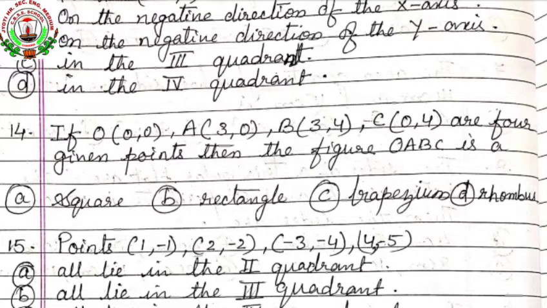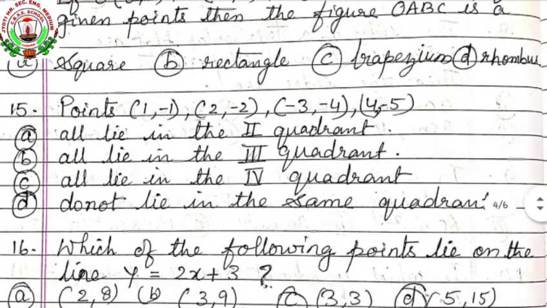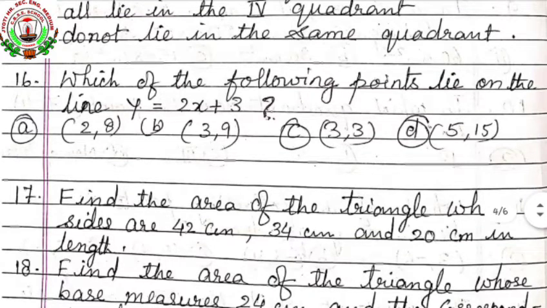Then 14th question, if O is 0, 0, A is 3, 0, B is 3, 4 and C is 0, 4. These coordinates are given for O, A, B and C. Then join all these points, and see which figure you are getting. Is it a square, rectangle, trapezium or a rhombus? Which one is it? Then 15th question, points 1, -1, 2, -2, -3, -4 and 4, -5. These all points lie in which quadrants? Check it out. Then 16th question, which of the following points lie on the line y equals 2x plus 3? Now all these points are given in the options.